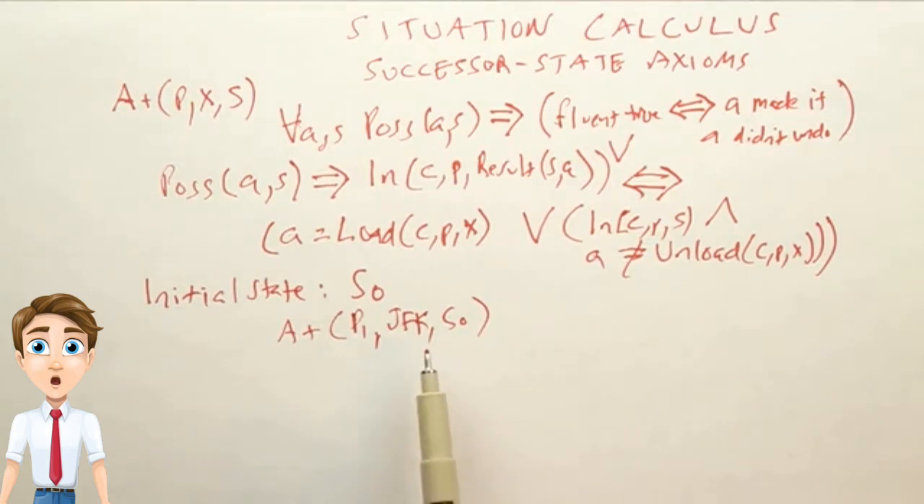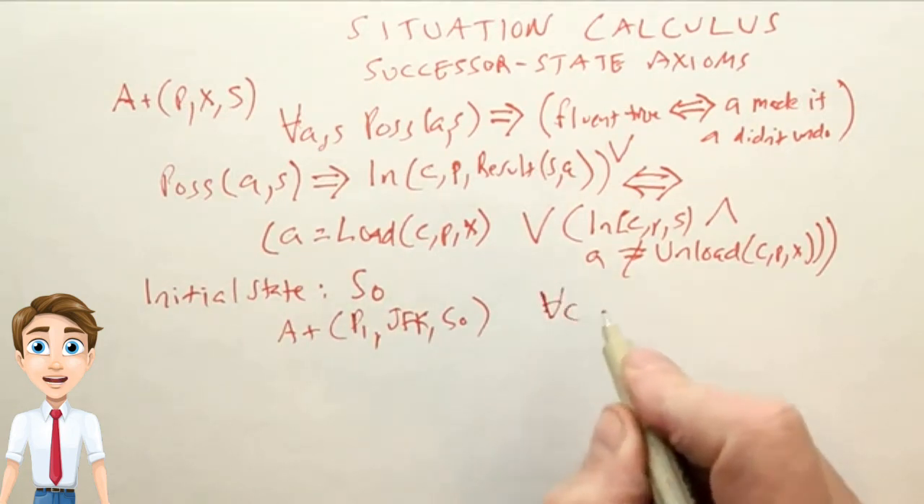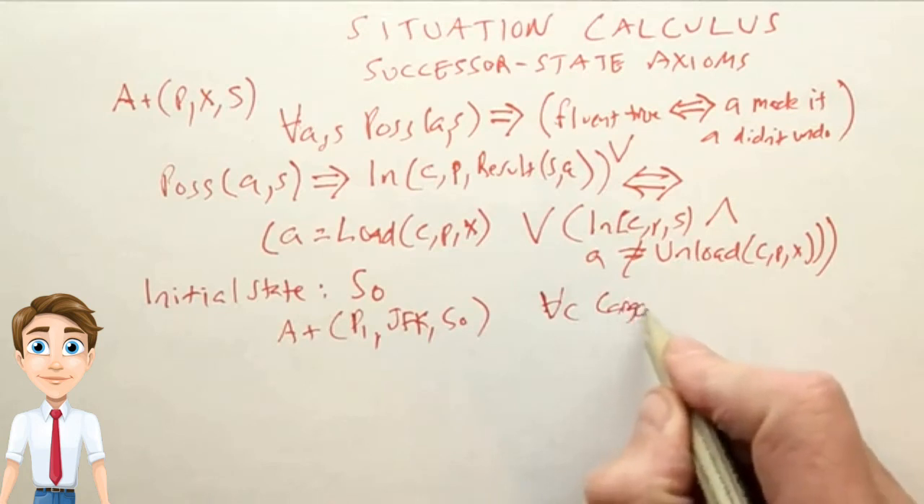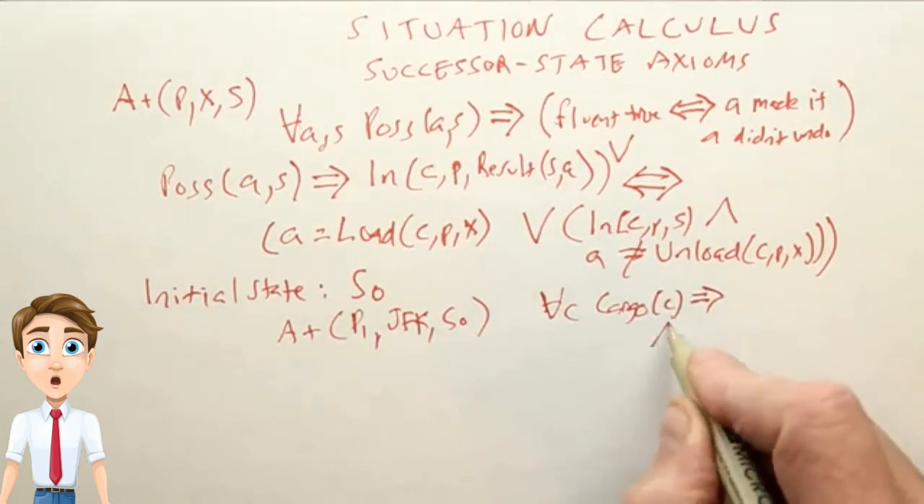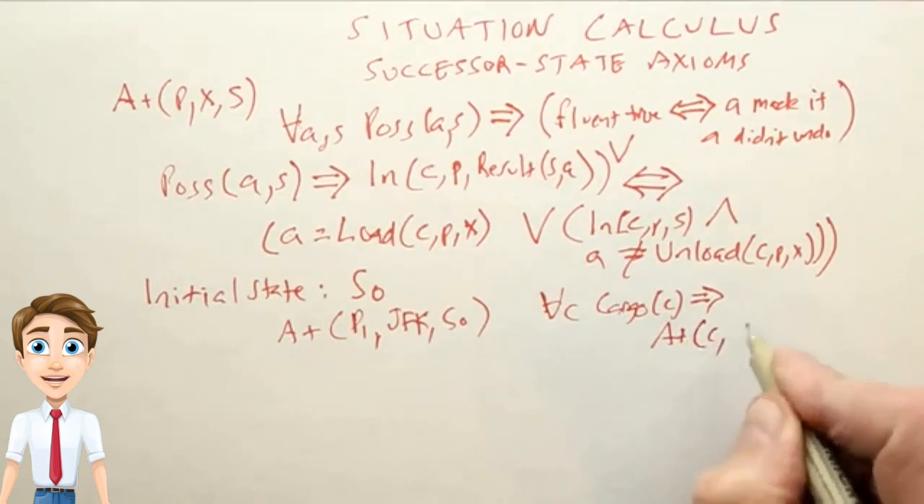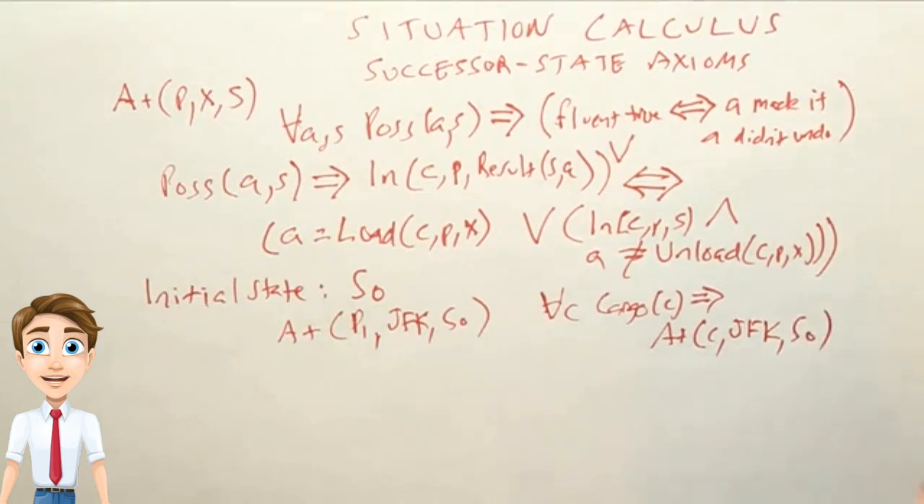And we could also make larger sentences. So we could say, for all C, if C is cargo, then that C is at JFK in situation S0. So we have much more flexibility in situation calculus to say almost anything we want. Anything that's a valid sentence in first order logic can be asserted about the initial state.